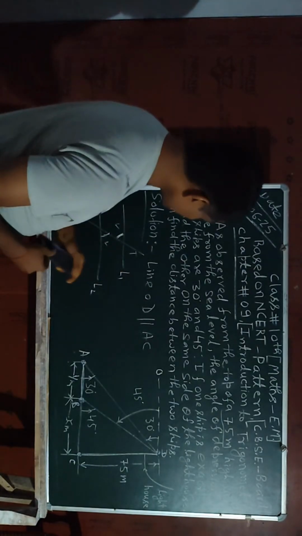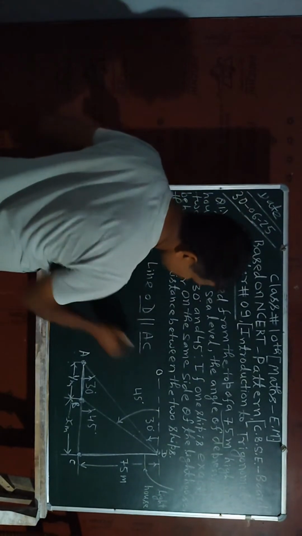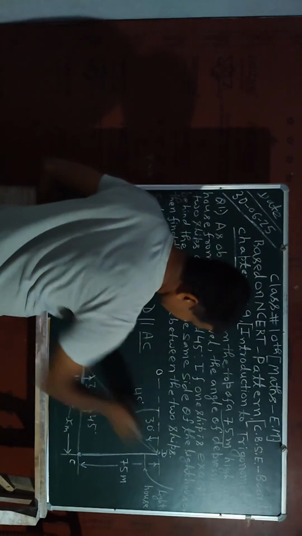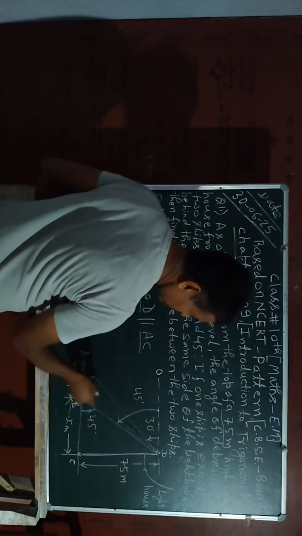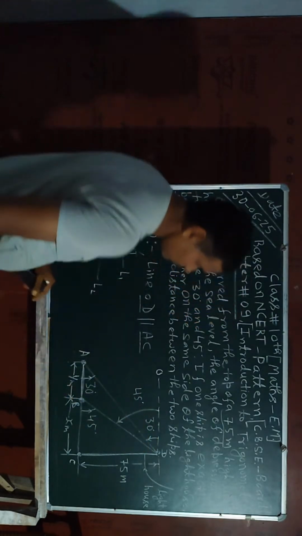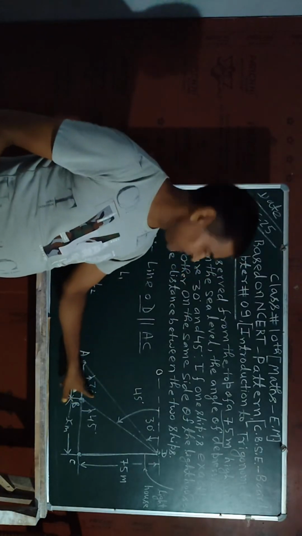Okay, so line OD is parallel to AC. In other words, AD is the transversal line, so this angle and this angle will be equal. This is 30 degrees, so I can say this angle will be 30 degrees.